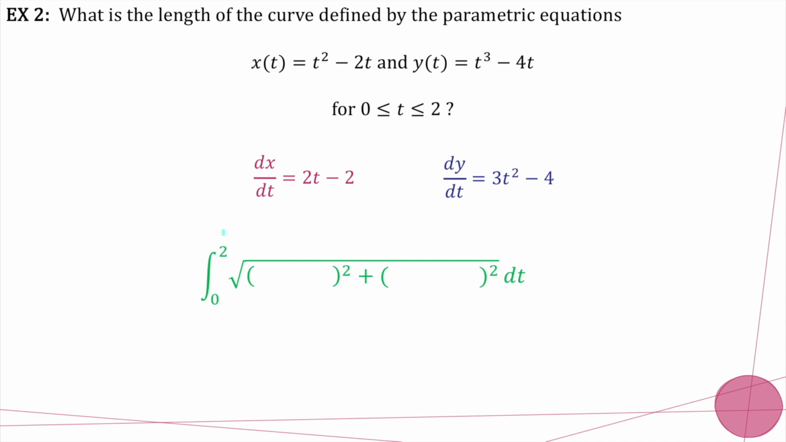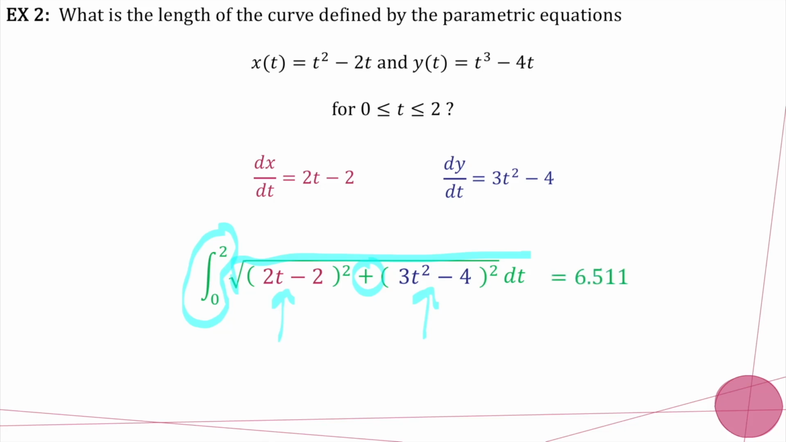All right, so here we go. We are integrating from 0 to 2. We'll take the derivative of our x component and square it. We'll take the derivative of our y component and square it. Add them together, take the square root, and there we go. We have an arc length of 6.511.